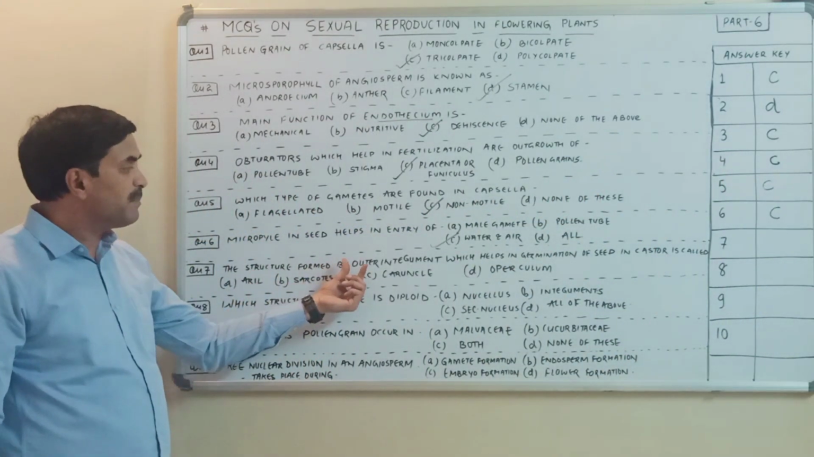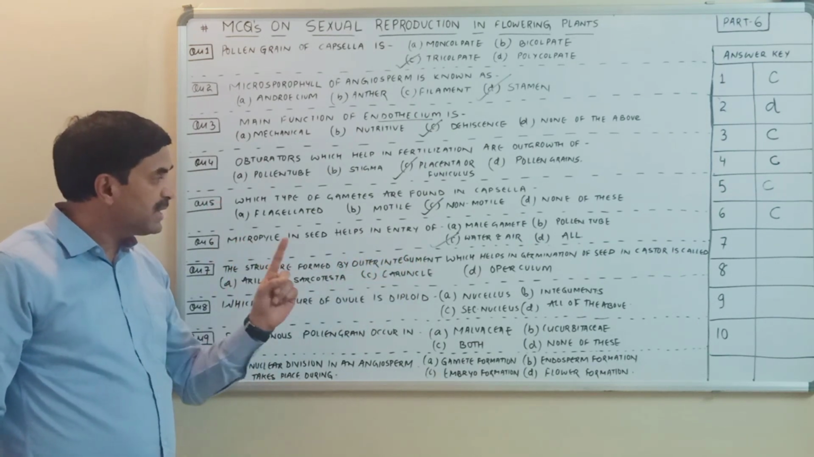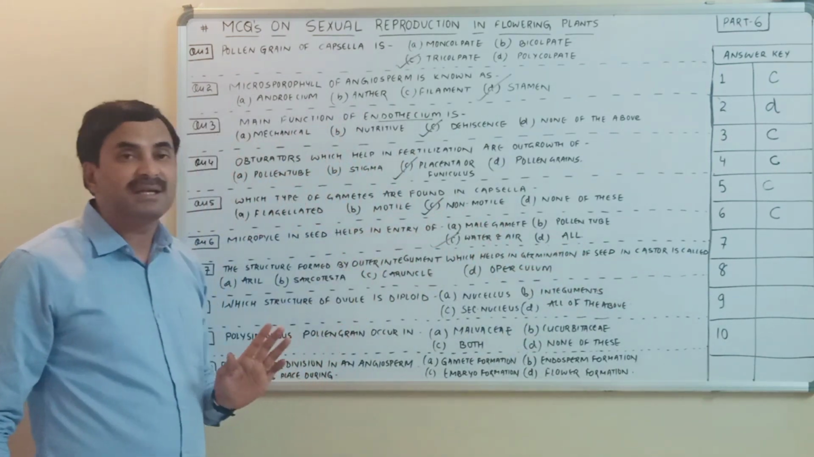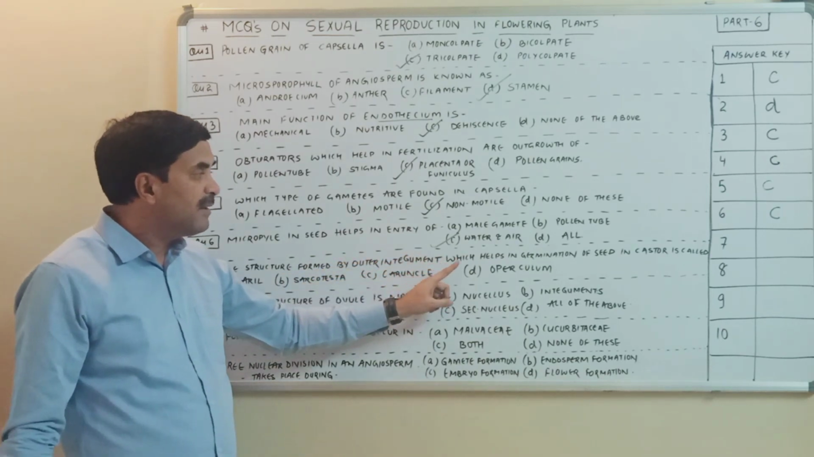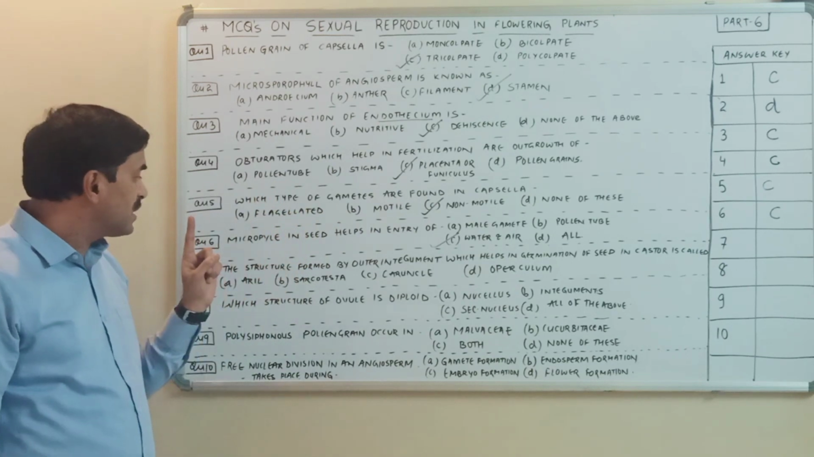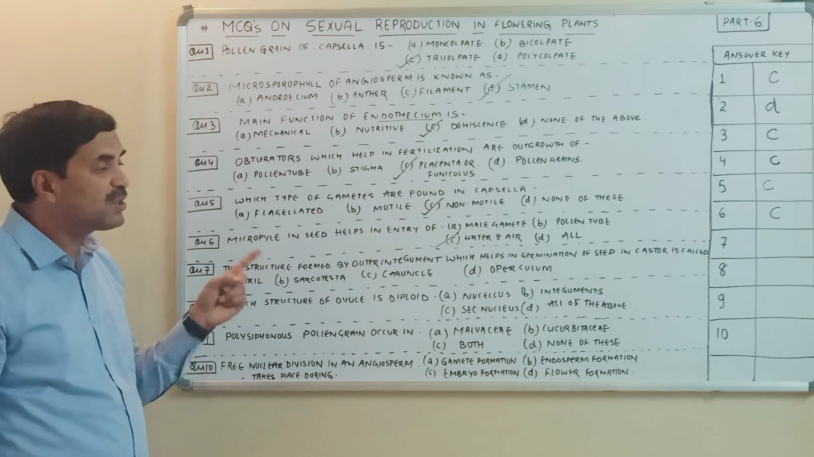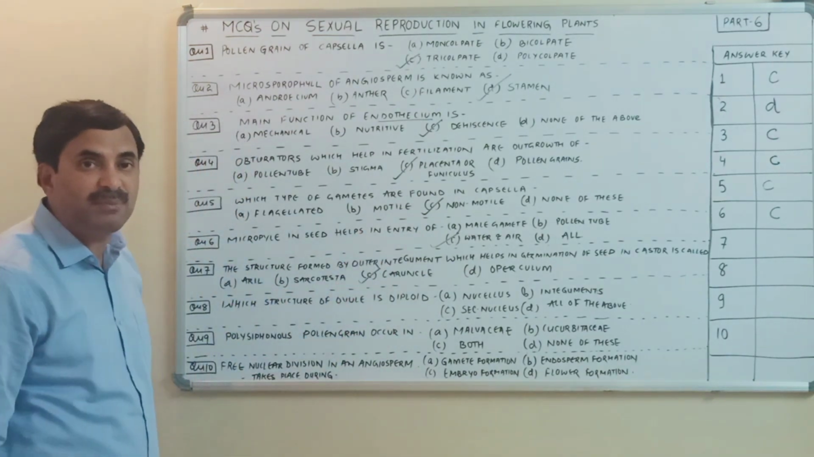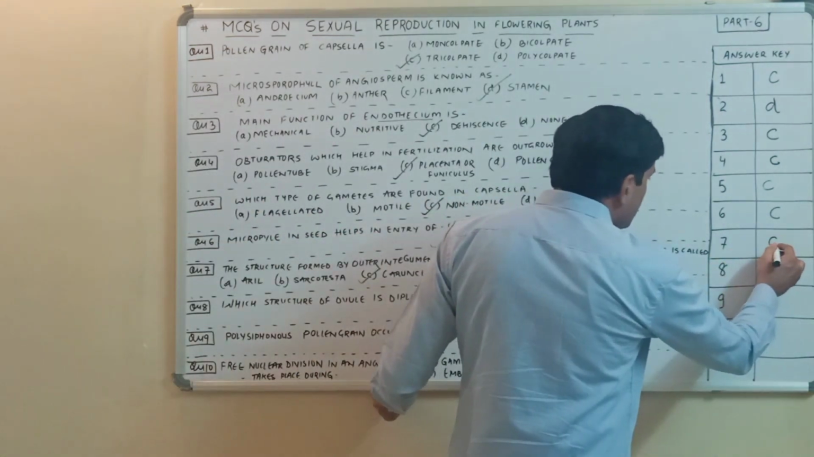The structure formed by outer integument which helps in germination of seed in castor is called. Again I am repeating, the structure formed by outer integument which helps in germination of the seed in castor is. So the structure formed by the outer integument which helps in the germination of the seed in castor is caruncle. Always remember, caruncle is formed in the castor seed. Question number 7 has the answer C.